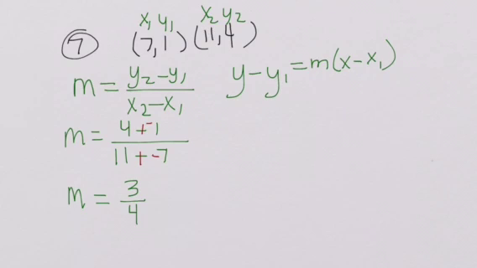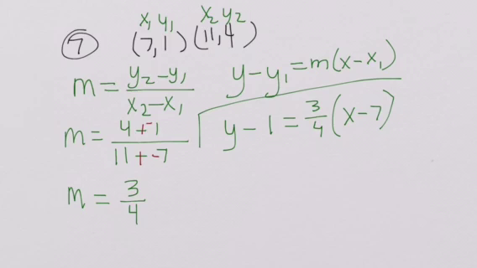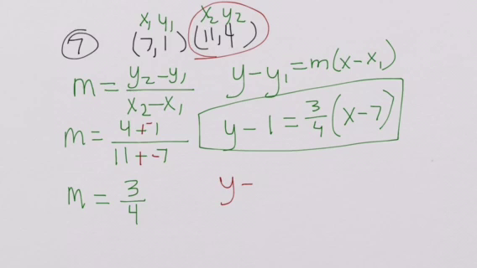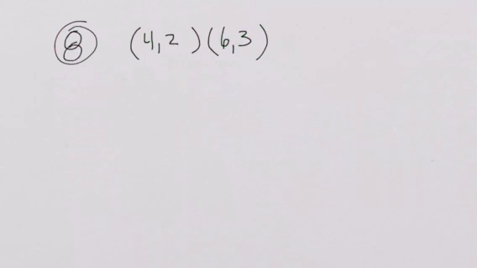Now, I can choose whichever ordered pair that I want to use. If I use the first one, it's going to be y minus 1 is equal to 3/4 is my slope times x minus 7. So that's one answer. If I use the second ordered pair, then my answer would be y minus 4 is equal to 3/4 times x minus 11. Either one of those would be a correct answer.